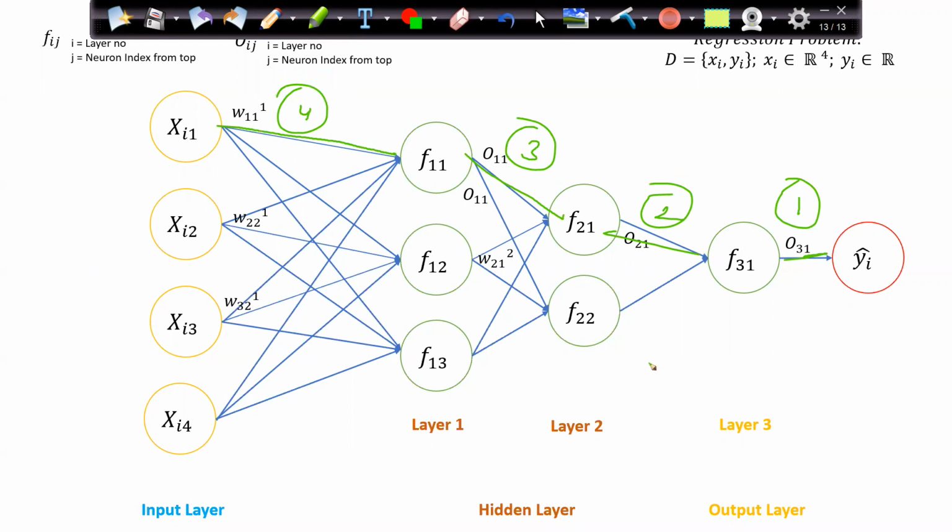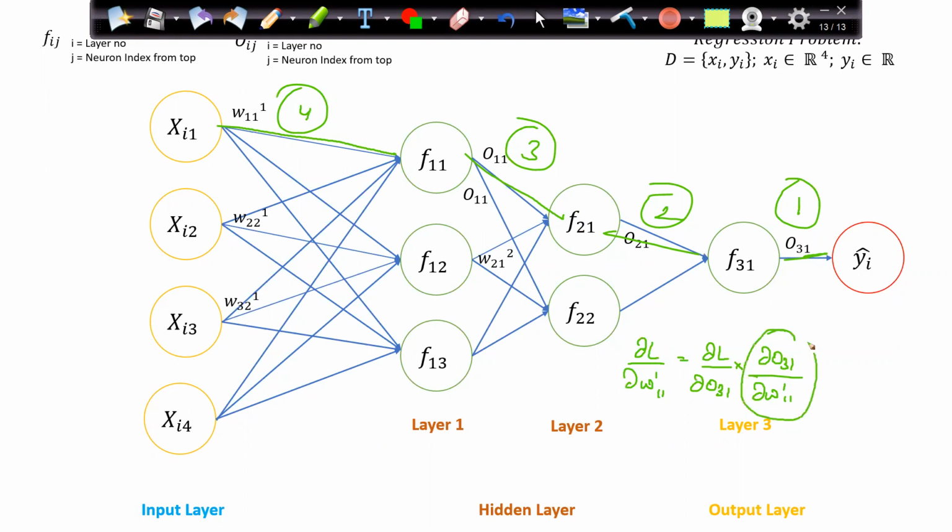So here I have to write ∂L/∂W111 = ∂L/∂O31 multiplied by ∂O31/∂W111, right? ∂L/∂O31, then from here W111. So basically this entire path I want to write. Because here I have multiple divisions, right?